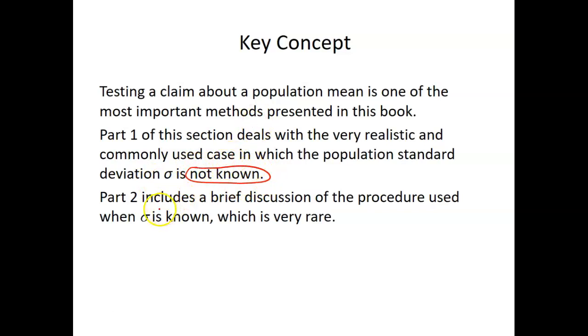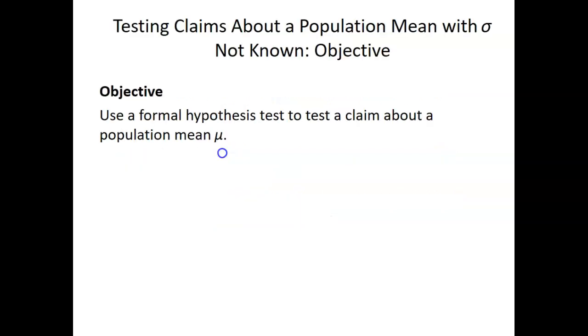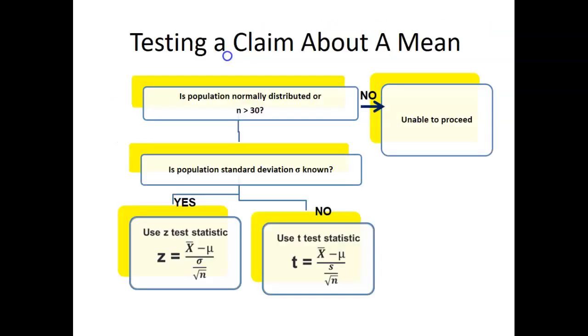We are going to briefly talk about if this population standard deviation is known, but that's actually a fairly rare event for that to occur. So we're going to focus on the not known case. Okay, so our objective, we're going to use hypothesis testing to test a claim about the population mean mu. So in this case, instead of estimating a population proportion, we're going to be estimating a population mean or average.